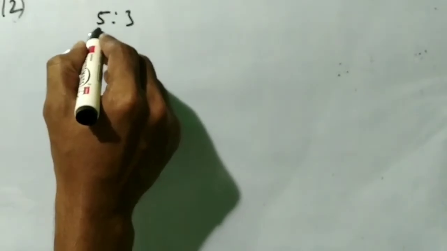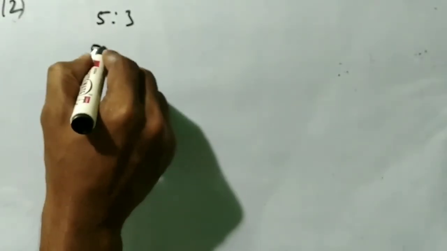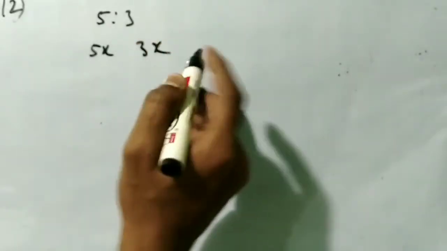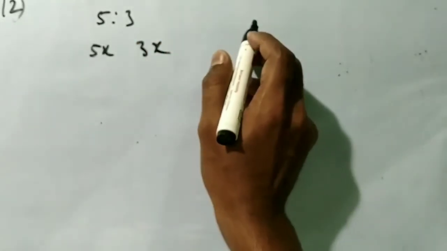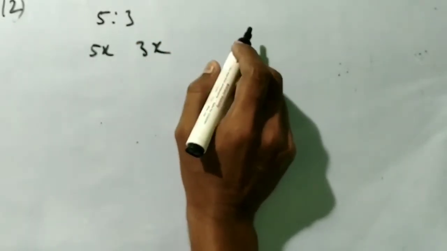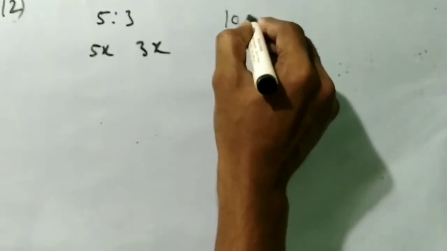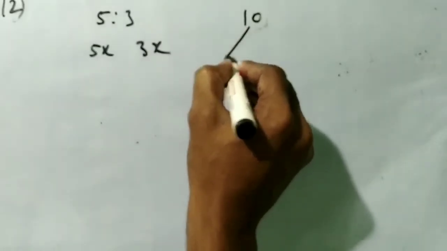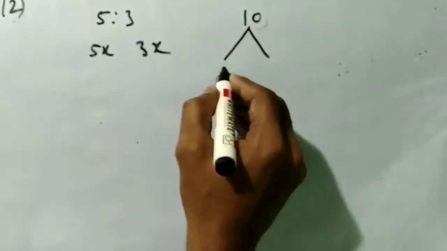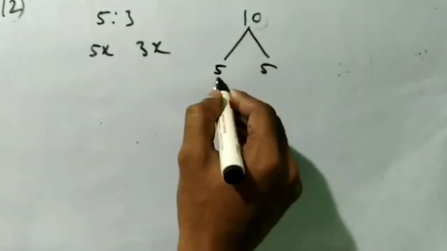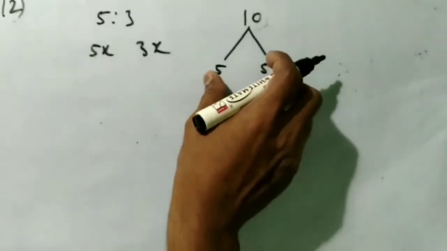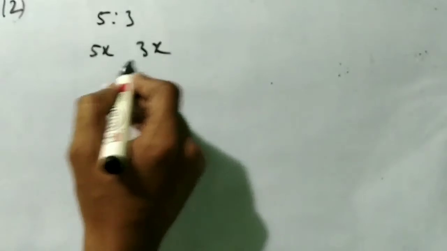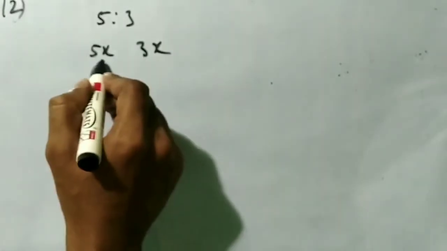Let's think that 5x and 3x are the two numbers, because when a number is divided into two parts, let's say 10 is divided into two parts, that is division makes 5 and 5, two equal parts. So here also, that's why we have taken the x only. That is 5x and 3x. So 5x and 3x are the two numbers.